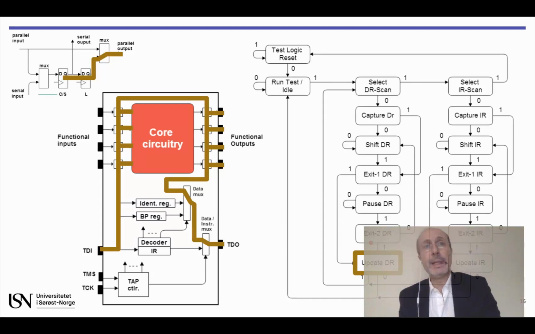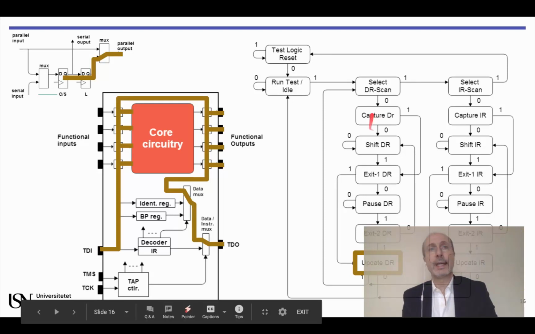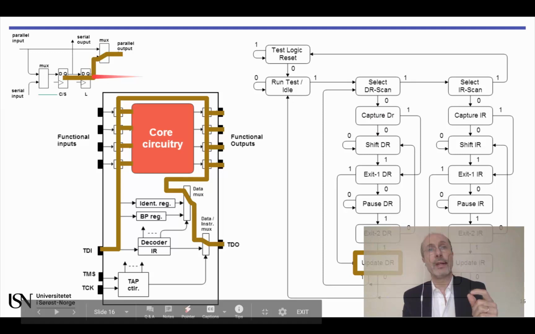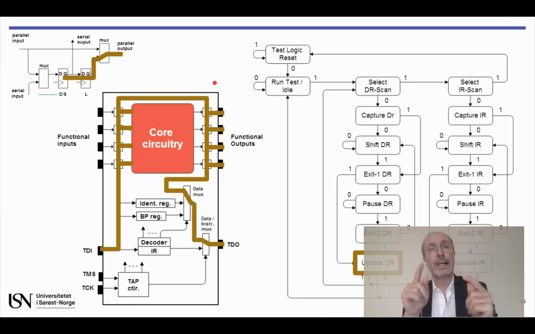We can now repeat this process as many times as the number of test vectors. And notice that by the next time that we pass through the capture data register state, the input stage of the boundary scan cells will capture the responses to the test vector that we have just loaded now.